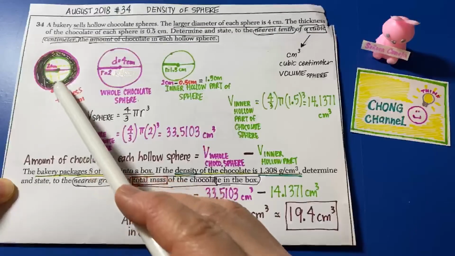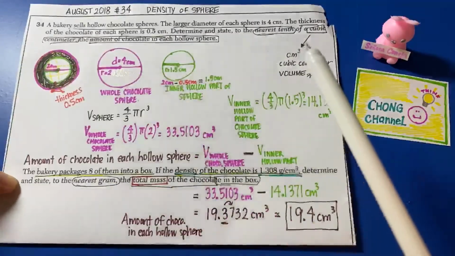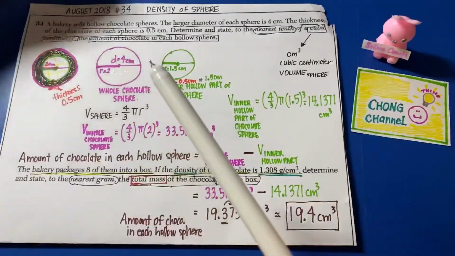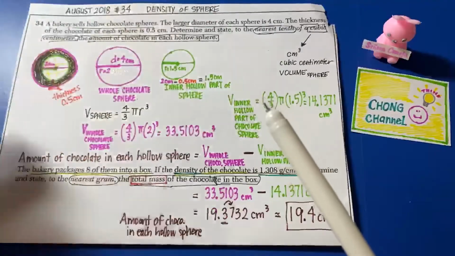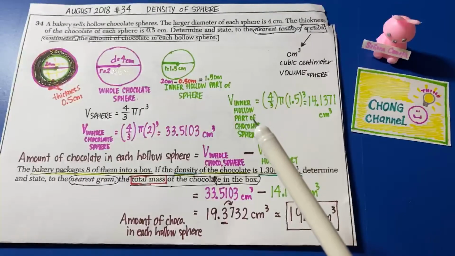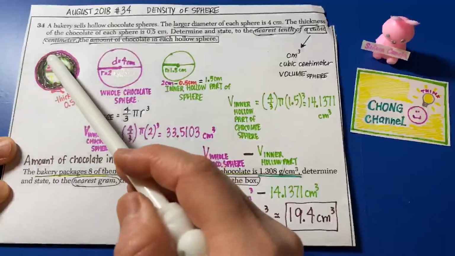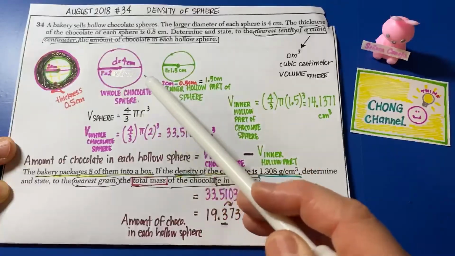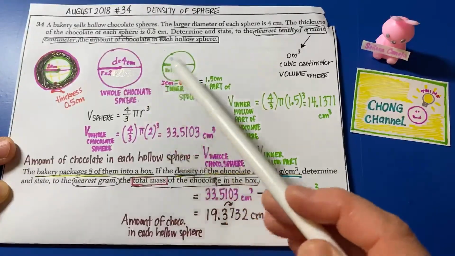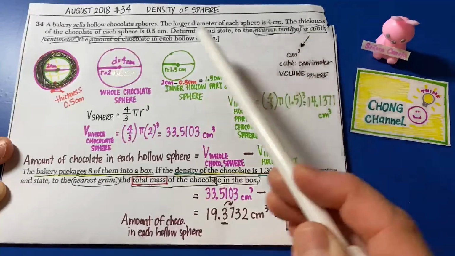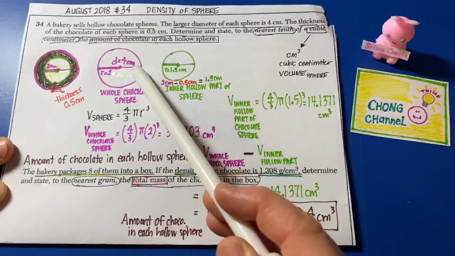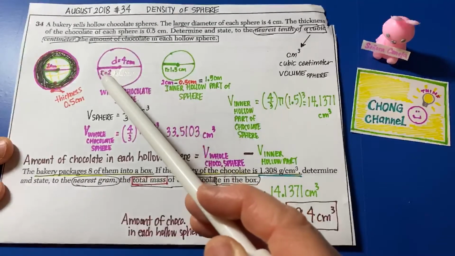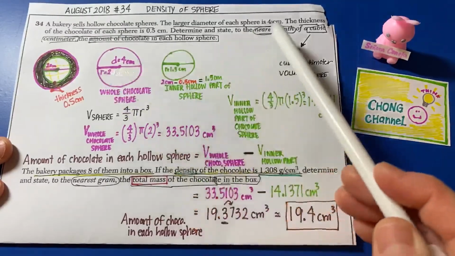So if you look at the picture so far, unfortunately, I can't really draw this in 3D, but if I were to cut that chocolate sphere in half, this would be the flat version of what we see, right? So this would be the whole chocolate. And so I drew the outer part, that's the whole chocolate sphere. And then it says the diameter is 4 centimeters. We know if the diameter is 4 centimeters, then that means the radius is 2 centimeters.